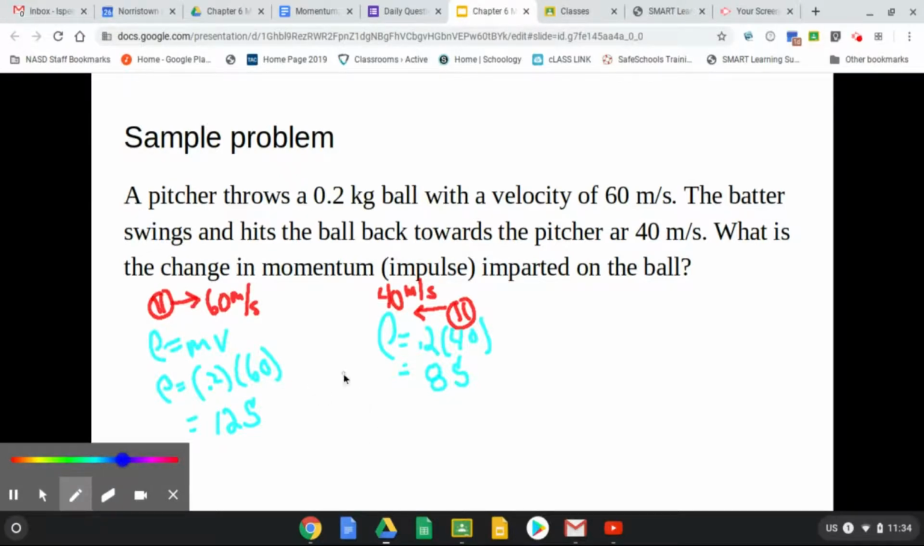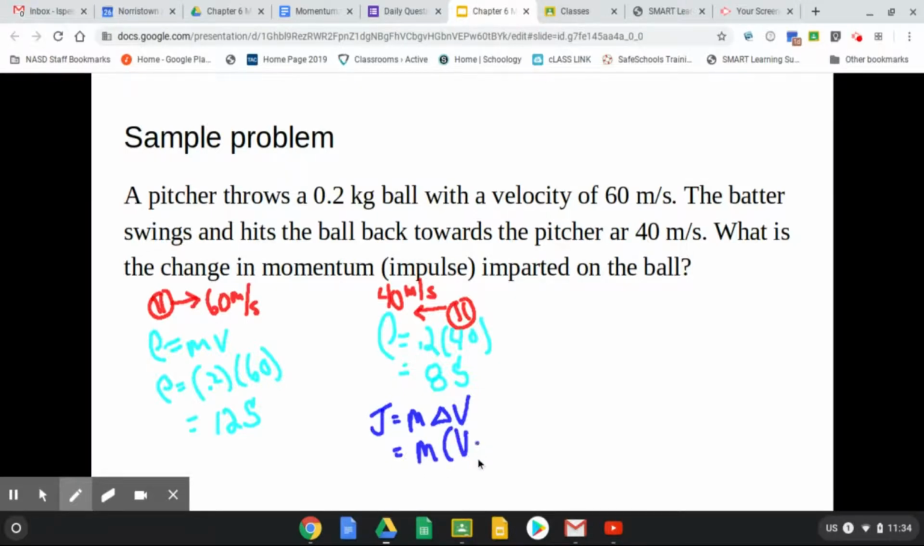Now, going back to our impulse formulas, right? M delta V, or M times final velocity minus initial velocity, or you could use change in momentum. So you could use final momentum minus initial momentum. But did anybody catch the trick?